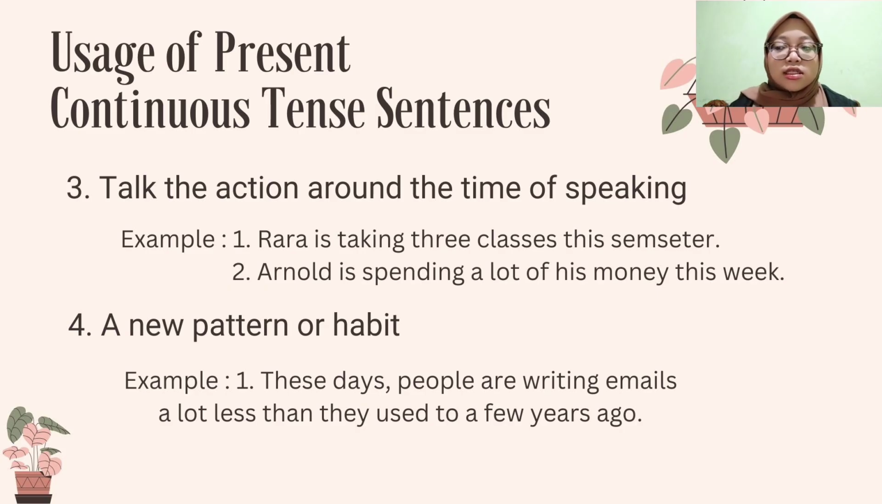Third is the action around the time of speaking. As I mentioned before about the present continuous tense and adverbs of time, this tense can be used to describe an activity that occurs around the time of speaking. So for example, Rara is taking 3 classes this semester. The second is Arnold is spending a lot of his money this week.